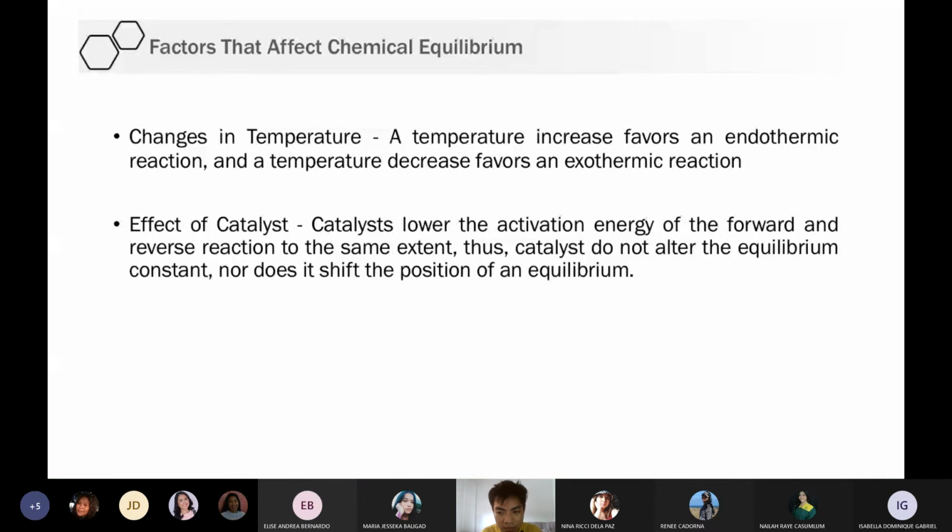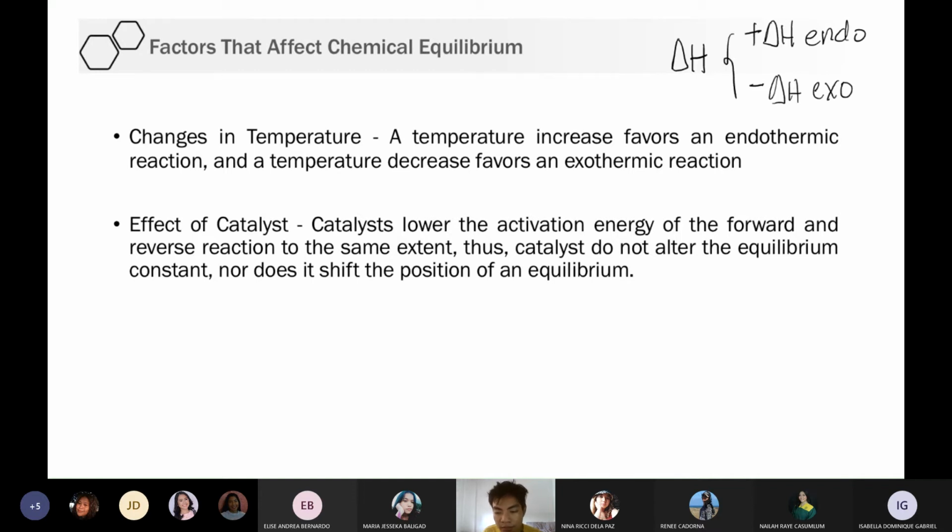Changes in temperature. So our reaction could either be exothermic or endothermic. So when you say endothermic, that absorbs energy or heat. If our reaction is exothermic, it will produce heat. So may criteria tayo to determine whether that's endothermic or exothermic. We use the enthalpy, delta H. So kapag positive yung delta H, that is endothermic. It will absorb energy. If ang delta H ay negative, it will be exothermic, no?